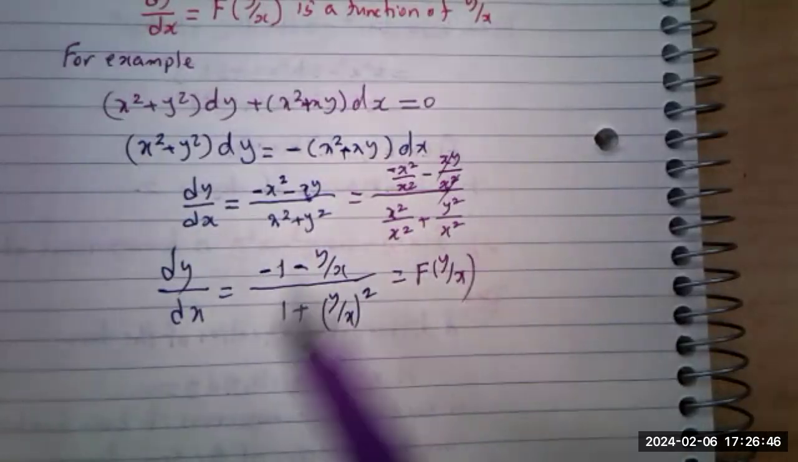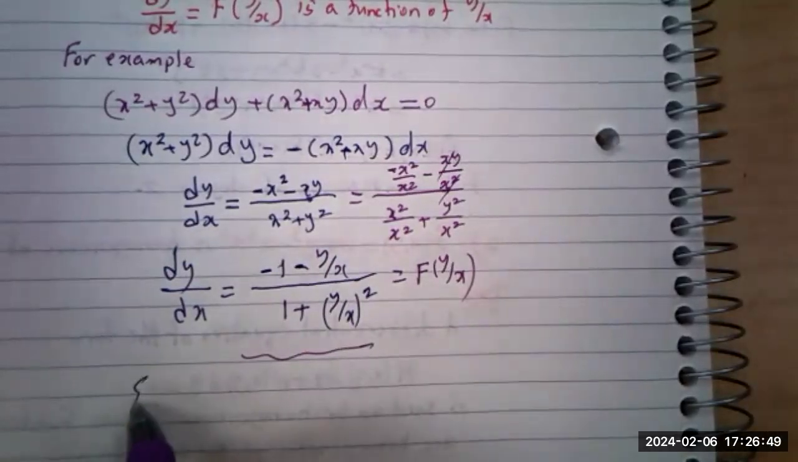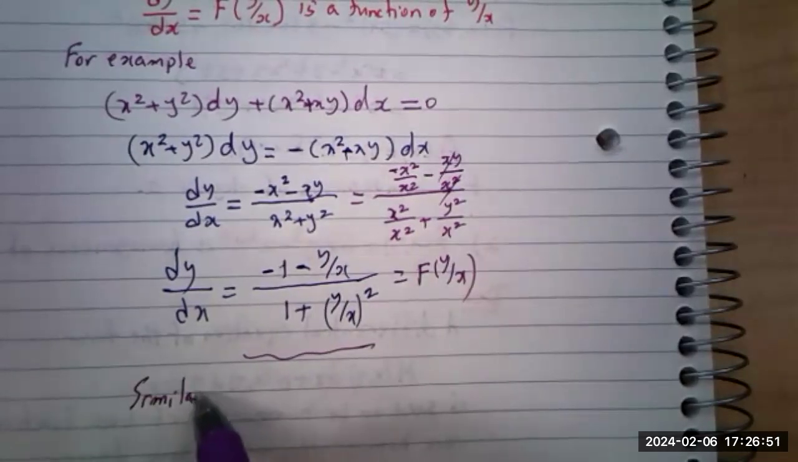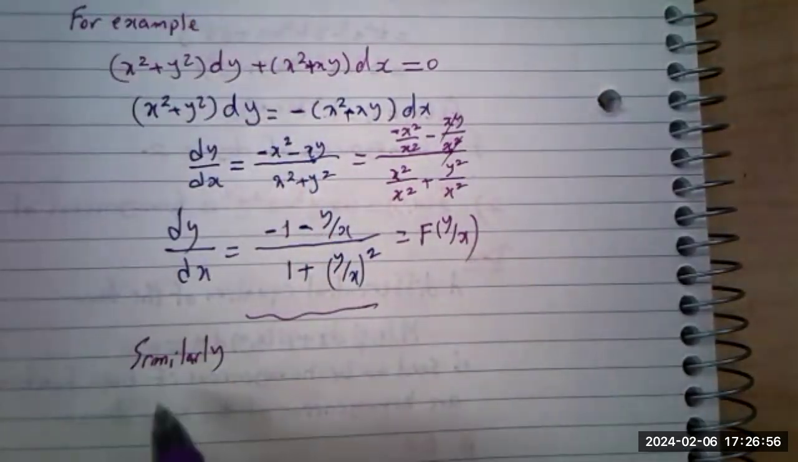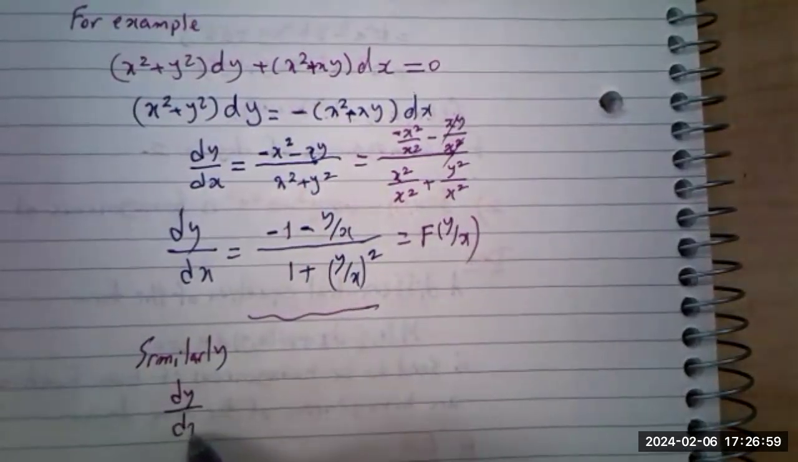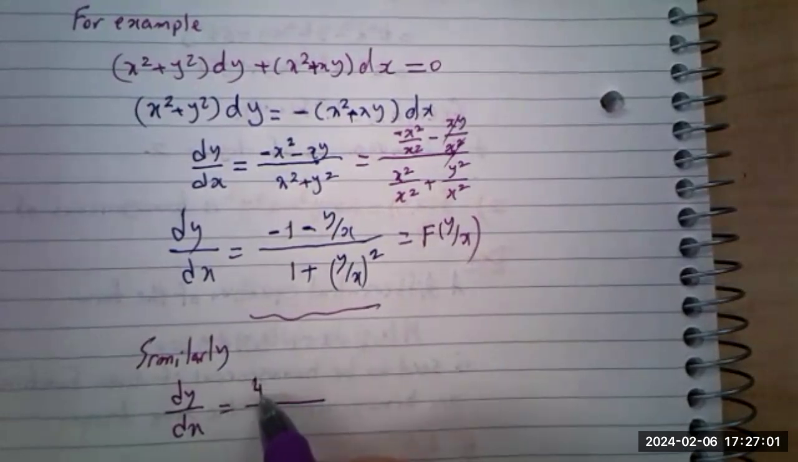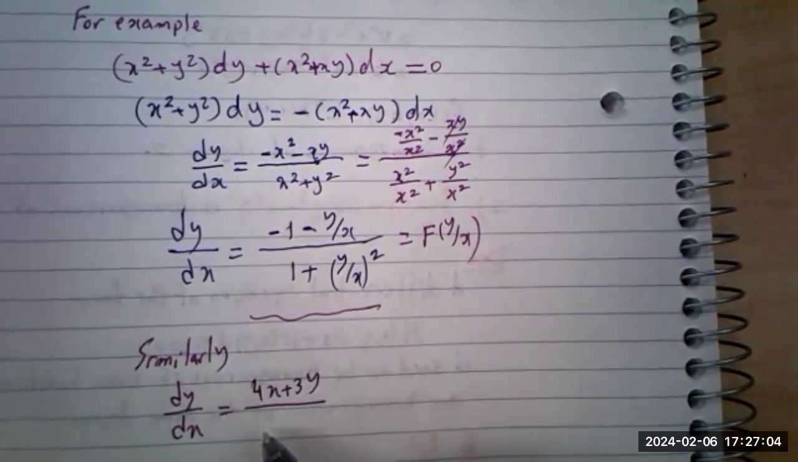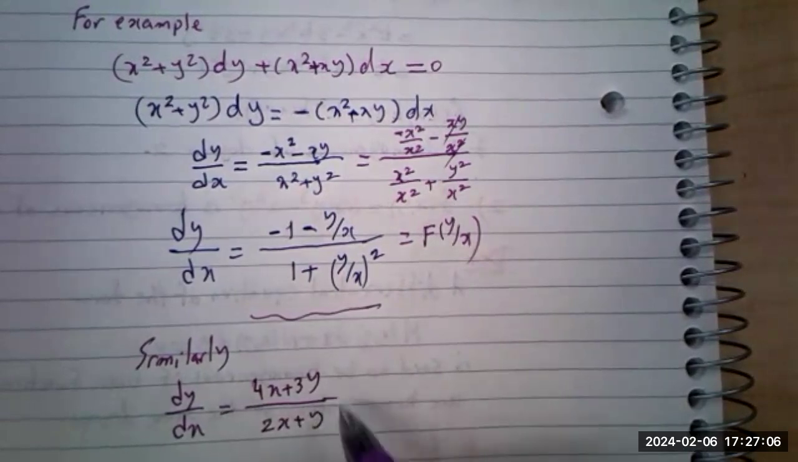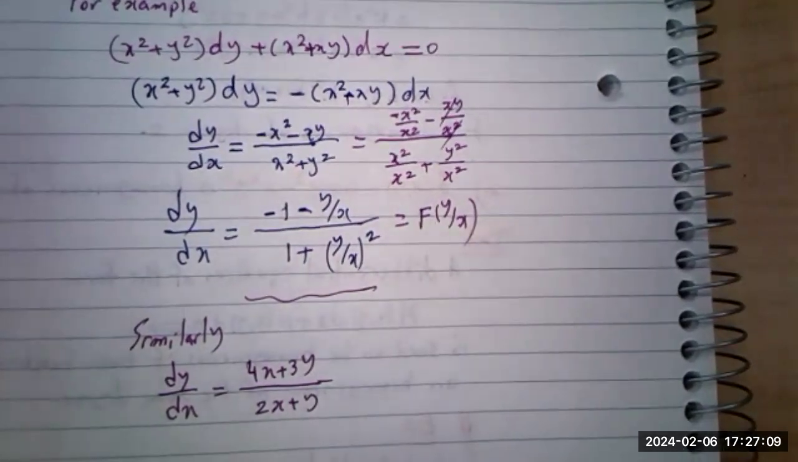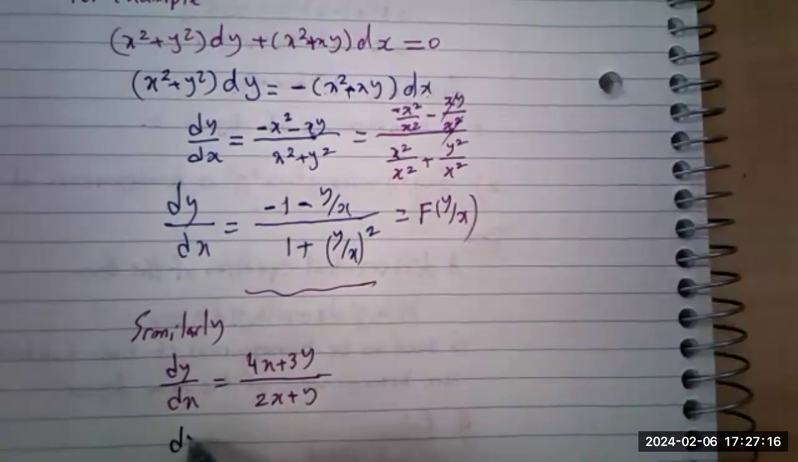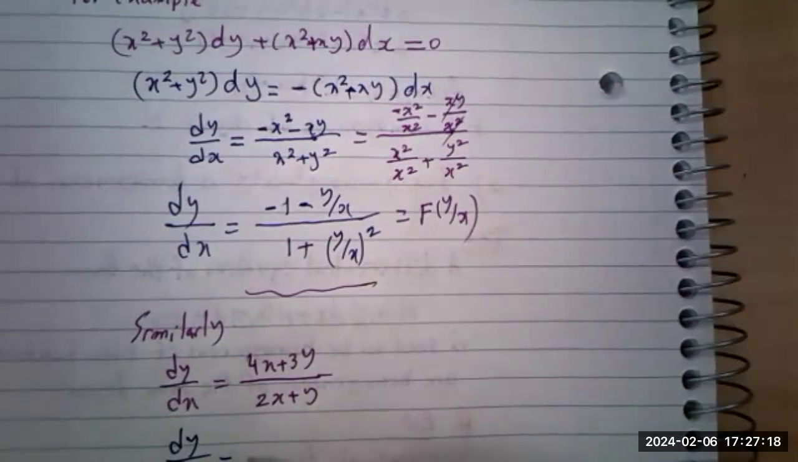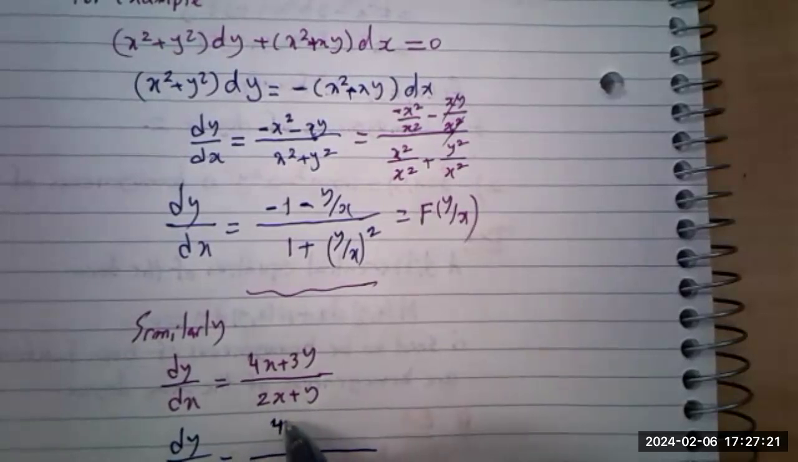The other one was the second one that I gave you. dy/dx equal to 4x plus 3y over 2x plus y. You see, it's homogeneous of the first degree. So divide by x. If you divide the top and the bottom by x, what's going to be the result? We do it quickly. I just explain it. So I divide by x.